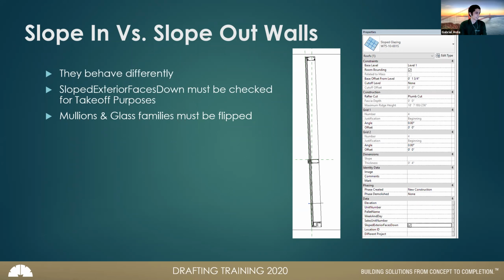And like I said previously, the mullions and glass must be flipped because of the way Revit thinks the wall is being created.